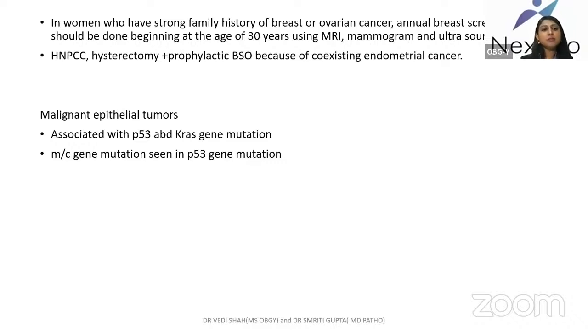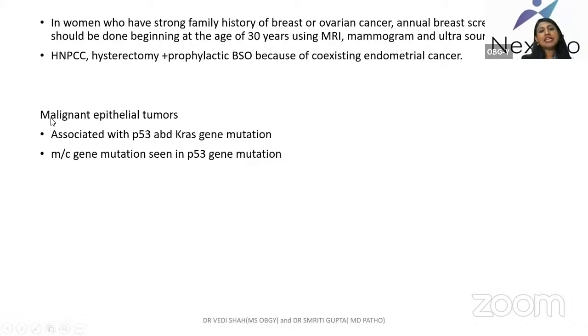And in case of HNPCC, these patients are not only at risk of development of ovarian cancer, but also at risk of development of uterine cancer. Therefore, along with the prophylactic bilateral salpingo-oophorectomy, what you need to add is the hysterectomy, that is removal of both ovaries, both fallopian tubes and the uterus. That is to be done.